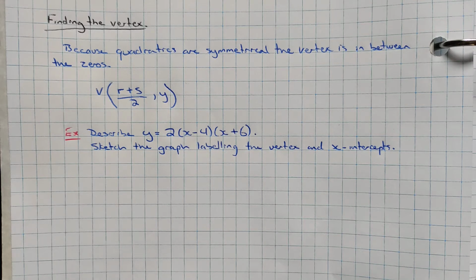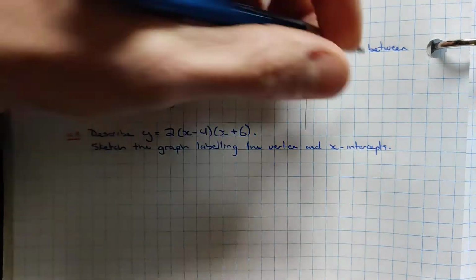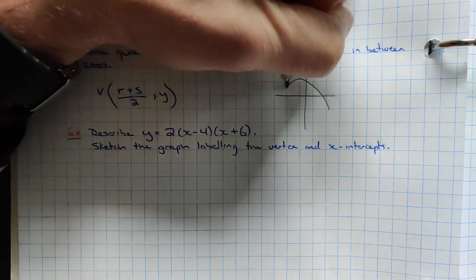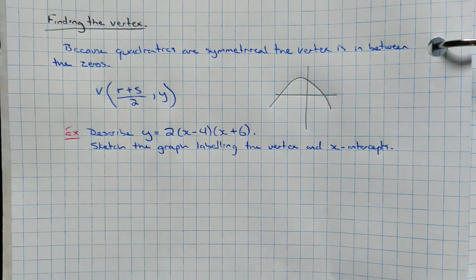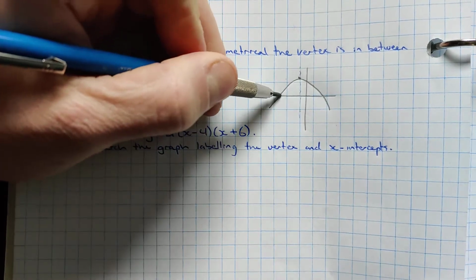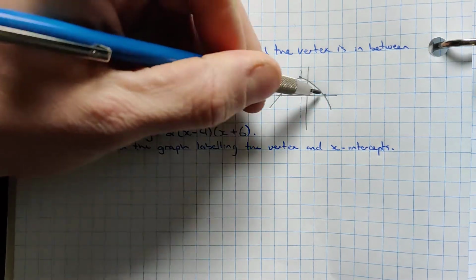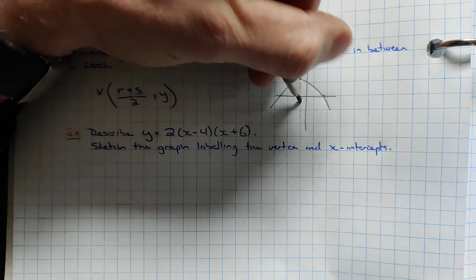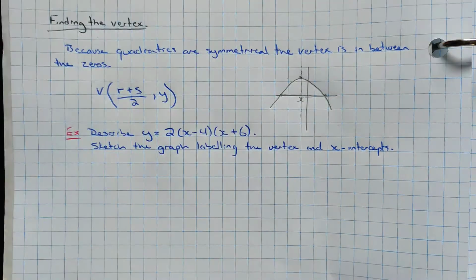So we can find the vertex from the zeros form rather simply. Quadratics are symmetrical. The parabola itself is symmetrical, I should say. So if I have a symmetrical parabola here, the vertex is going to be in the exact middle of the two zeros. So the x value of the vertex is right in the middle of the two zeros.